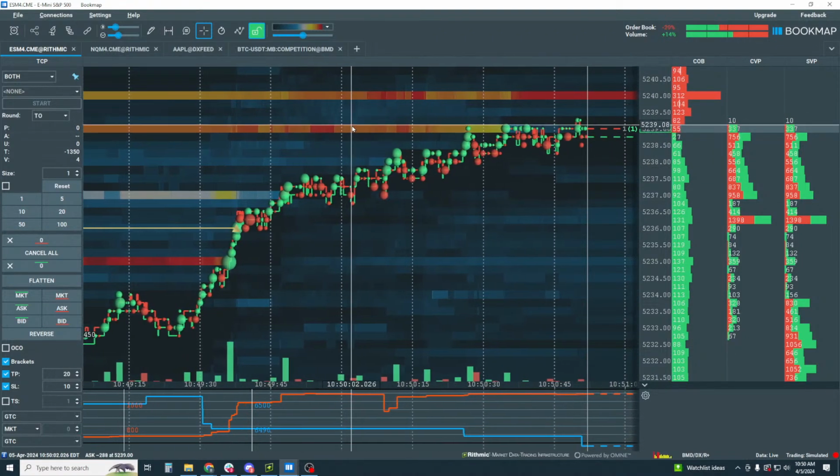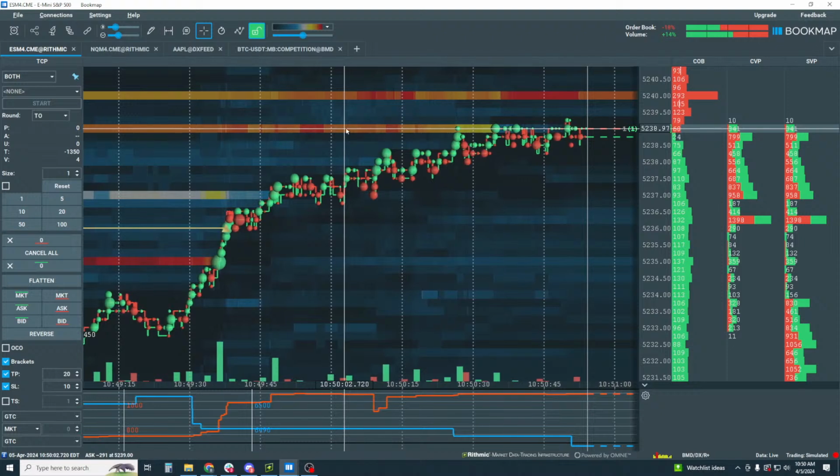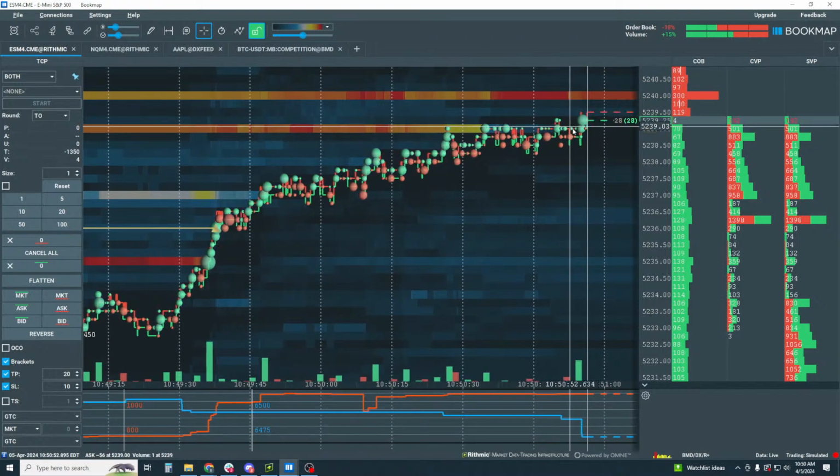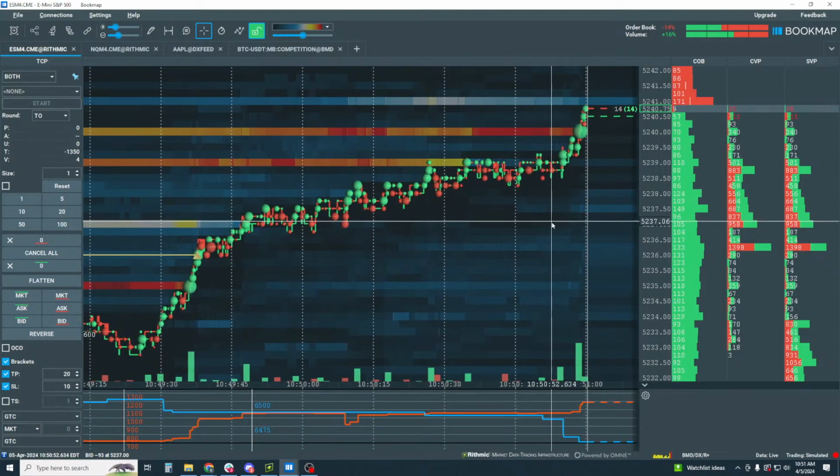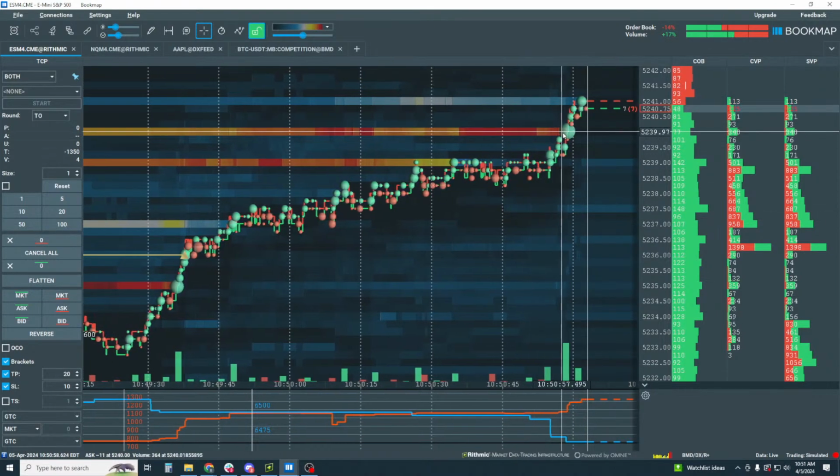Okay, understand the limit sell orders up here. Are they absorbing all of this buying pressure? Okay, and right now you can see that they are clearly not absorbing it, but they are getting filled.